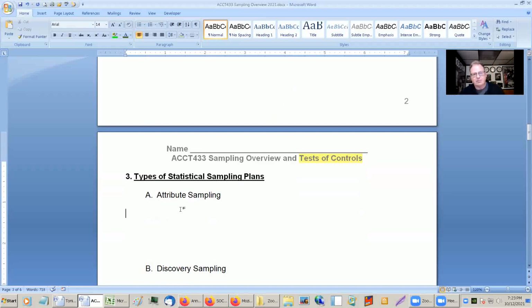Types of sampling. Attribute sampling is a very important one. On the CPA exam, this is tested the most, or in the past, it has been anyways. Attribute sampling are yes/no tests. These are usually used for tests of control.